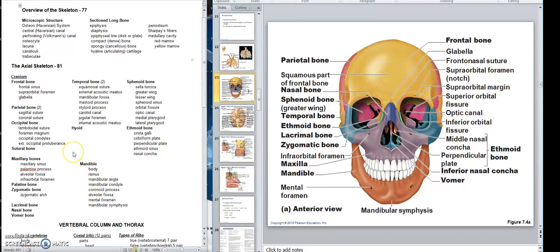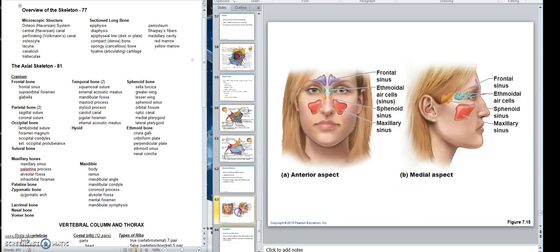Okay, class, let's try to finish this skull out. All right, so the next is going to be the maxilla. The maxilla is your upper jaw bone. The maxillary sinus, we'll go to that picture again, is that hollow space. There's your maxillary sinuses. Okay.